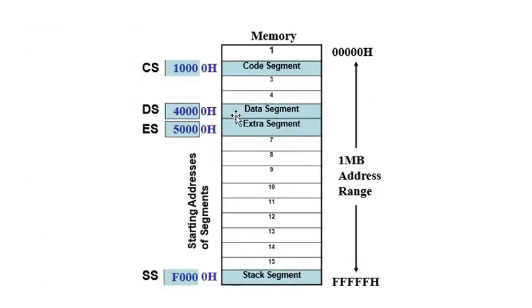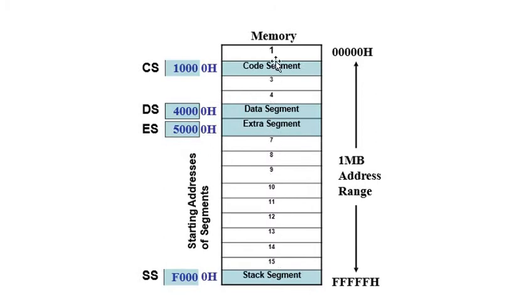Whatever subprogram is available in the main program will be stored in the stack segment. Also, the intermediate results for accessing the subprogram will be stored in the stack segment. The data required for this program will be stored in the data segment, and the extra segment is used for string data operations. The entire 1 megabyte of memory is divided into these 4 segments.